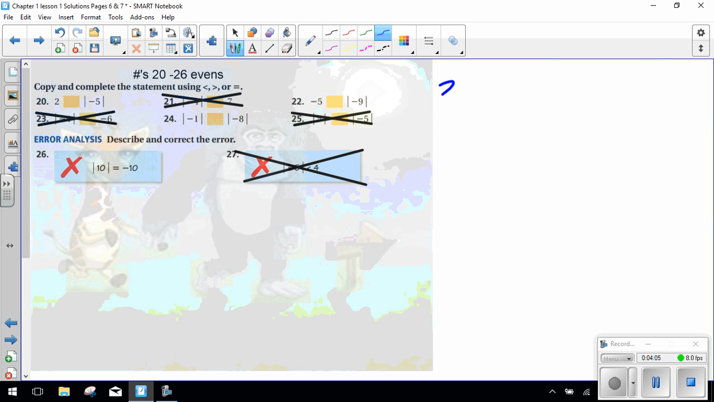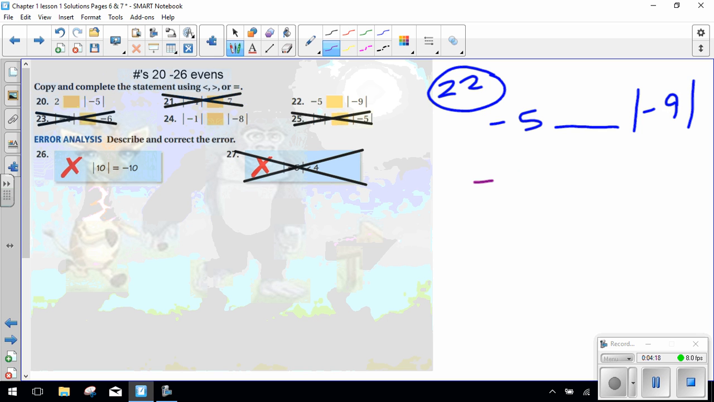Okay, number 22. I have negative 5 being compared to the absolute value of negative 9. Once again, I have an integer, negative 5, no bars around it, being compared to, hey, what's the absolute value of negative 9? How far am I from 0? I am 9 units away. So who is greater, a negative number or a positive number? In this scenario, is it better to owe $5 or is it better to have $9? Anytime you have a negative compared to a positive, the positive will always be greater. Always.